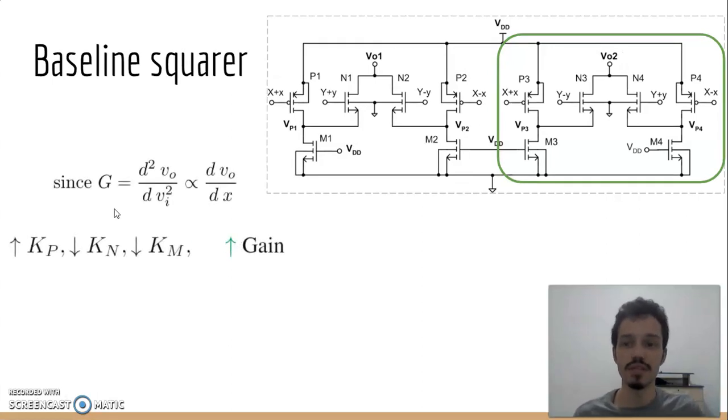Because of the relationship we've shown between the gain of a multiplier acting linearly and the gain of a multiplier acting as a squarer, we can use the same logical relationship which says that to increase the gain, we must increase the K constants of the devices operating in saturation or decrease the K constants of devices operating in triode.